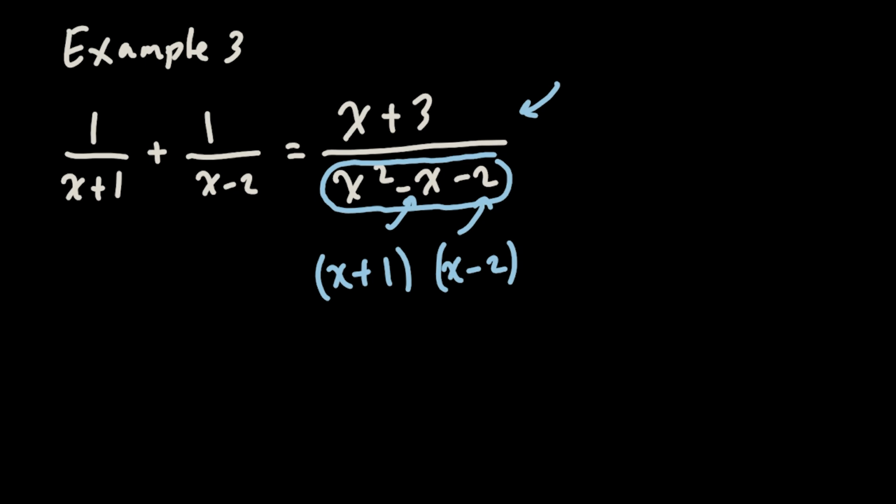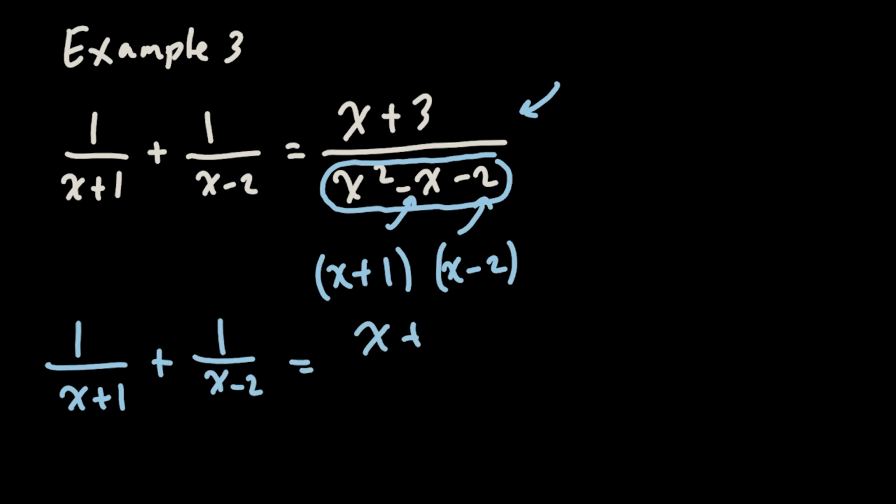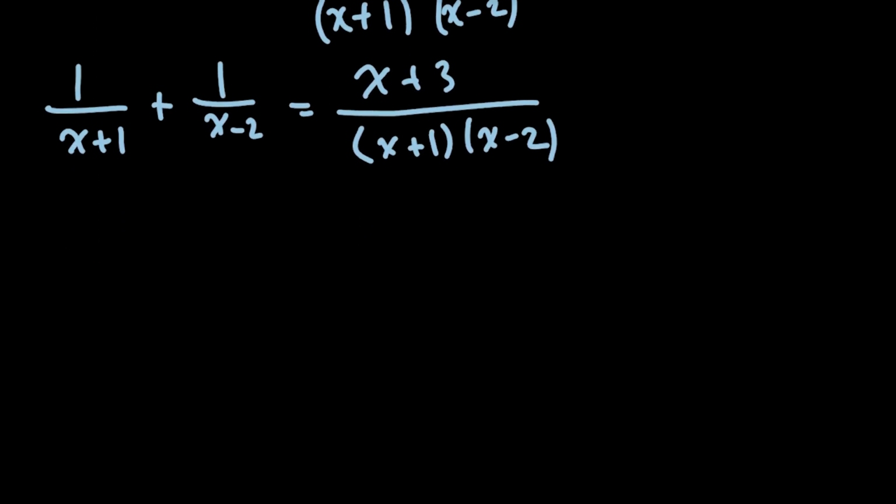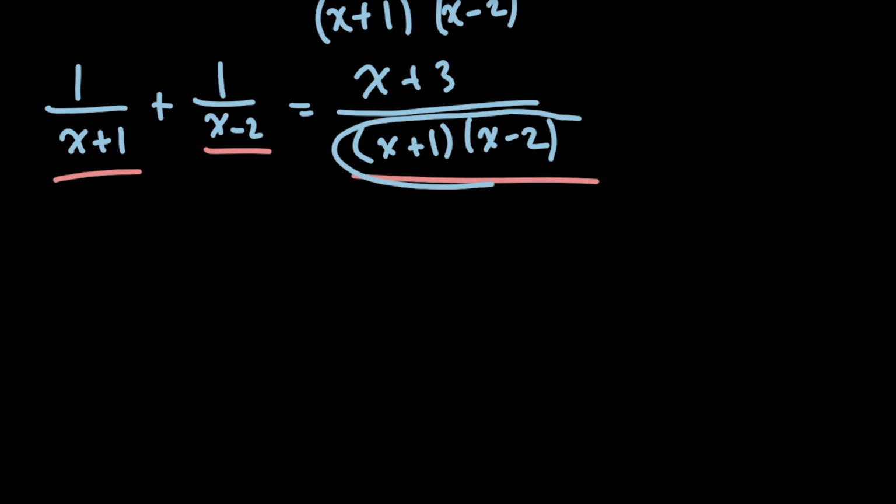So let me just rewrite this equation. So I'll just have 1 over x plus 1 plus 1 over x minus 2. That would equal to x plus 3 over x plus 1 multiplied by x minus 2. Okay, so now we want to remove these denominators here. We don't want them, they look ugly. So we'll just find LCD. The LCD for this equation is simple, because we'll just multiply both sides with this denominator.